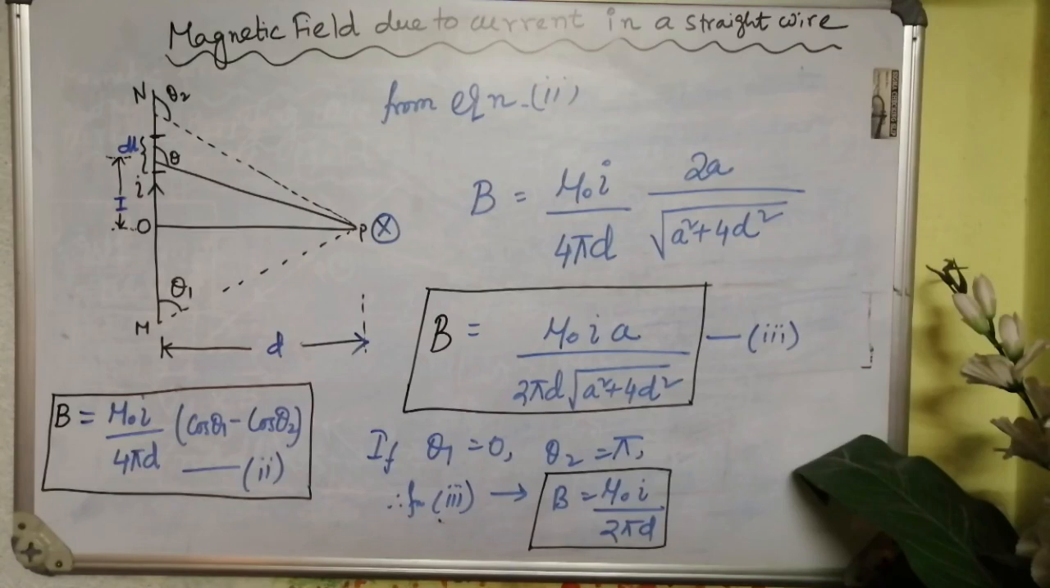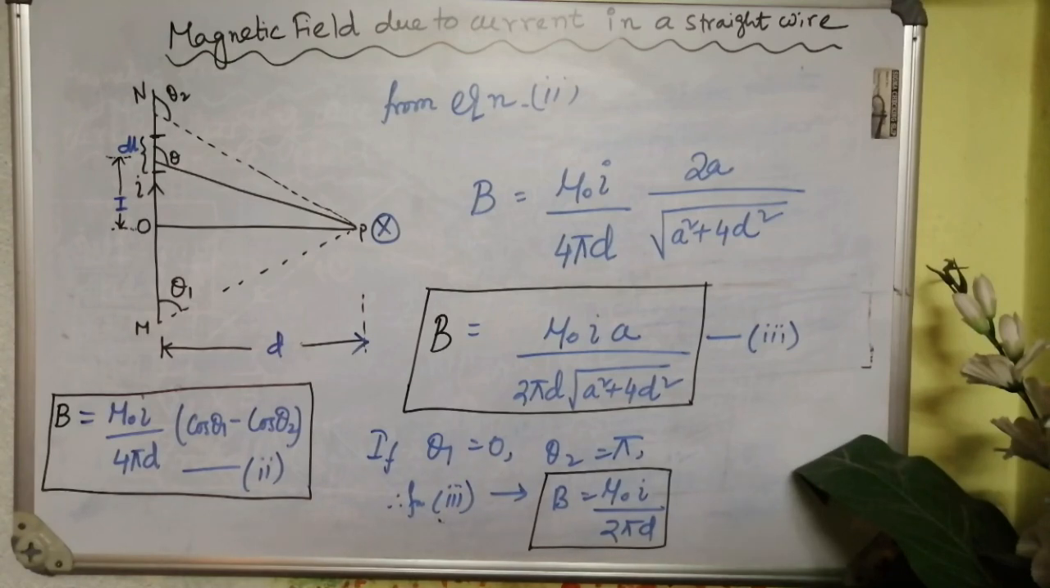From equation 2 we can determine the value of B. B is equal to mu naught I divided by 4 pi D into 2A divided by root over A square plus 4D square. So if we calculate it properly, B is equal to mu naught into I into A divided by 2 pi D root over A square plus 4D square.